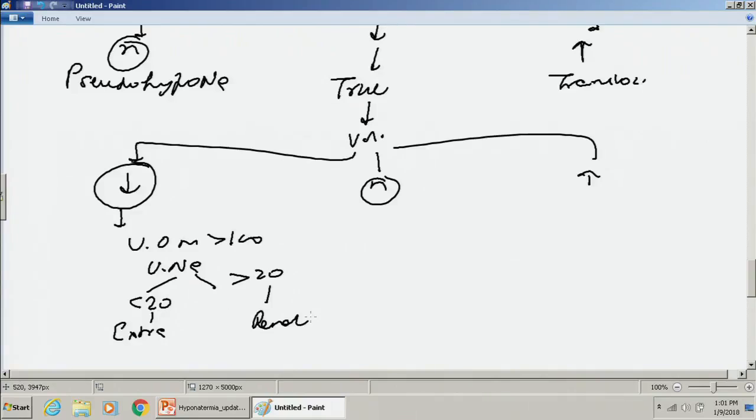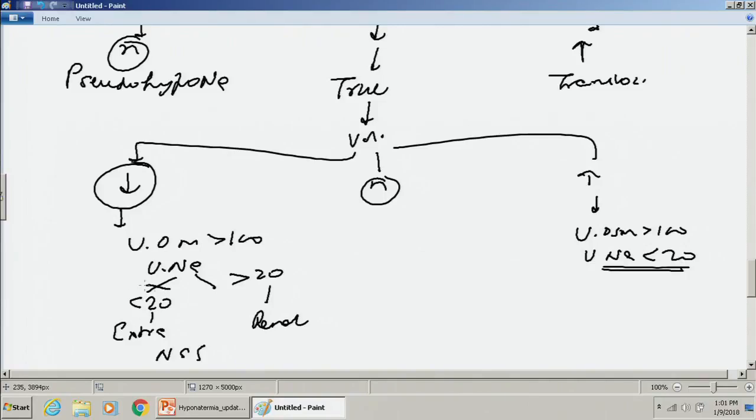Okay. So this part is clear, and you treat these guys with normal saline and you monitor their sodium so that we don't overcorrect. Good? In the patients with hypervolemic hyponatremia, again, the ADH will be active because this is reduced effective arterial blood volume. So your urine osm will be higher than 100. Your urine sodium will be less than 20 because the kidney is sensing that there's not much volume in the body.